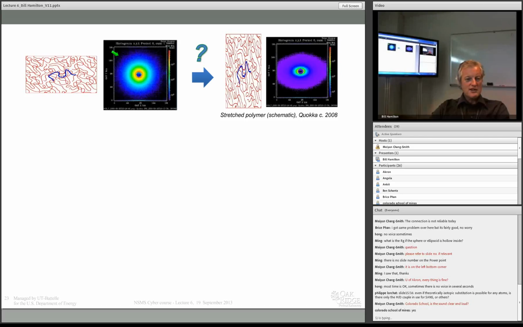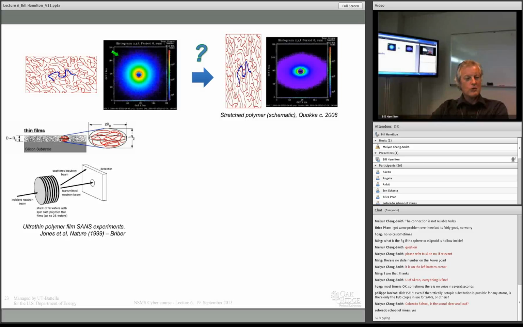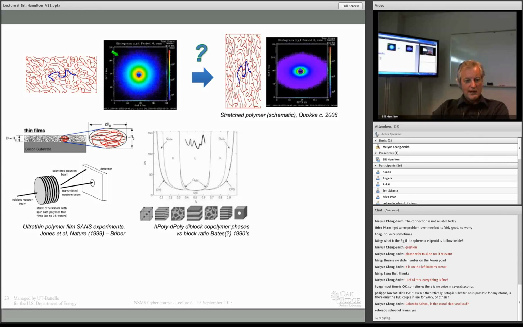If you ask yourself, what happens if I put that polymer into a thin film that was actually thinner than the radius of gyration, what would happen to that polymer? You could work out a way of doing an experiment like that. Basically, you take a stack of thin films and you put them into a SANS machine. If you were worried about what happened if I tied 2 immiscible polymers together, what kind of structure do they organize into, you could study diblock copolymer phases. Bates did that in the 90s.